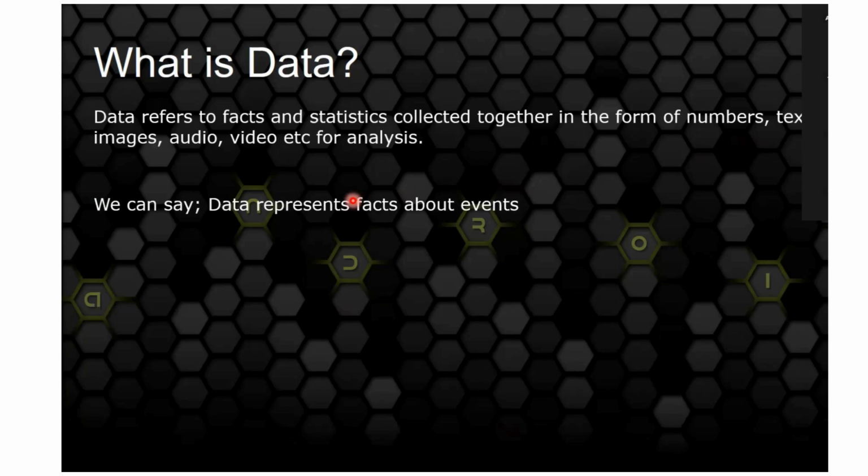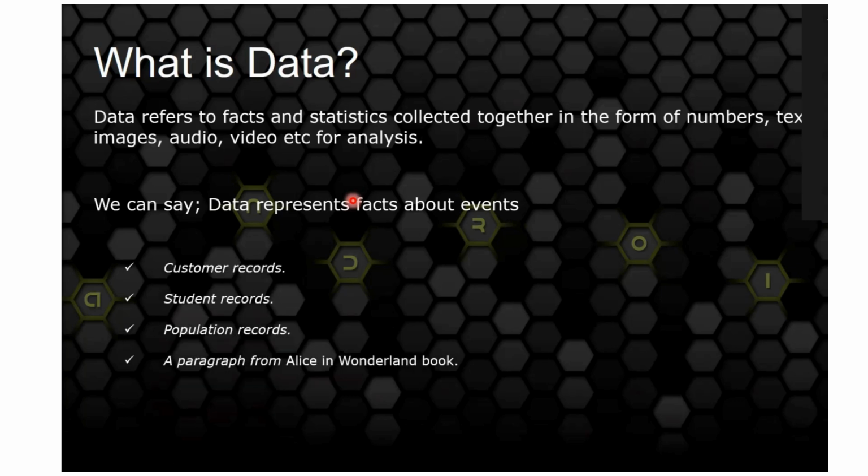Now, every time you interact or do an event, you create data. Imagine I'm a huge fan of football, and I've lived in Manchester. Take an example, a football match. It's an event, and from that event you'll collect a lot of information. When did the match start? How many goals were scored? What was the crowd size, etc.? All those facts can be referred to as data. Some good examples of data would be customer records, student records, population records, or actually a paragraph of the Alice in Wonderland book. That's basically text data.